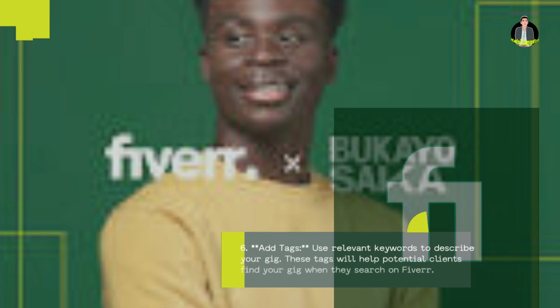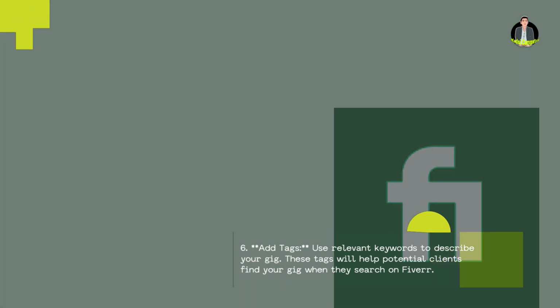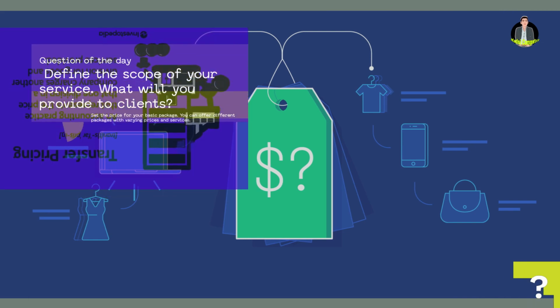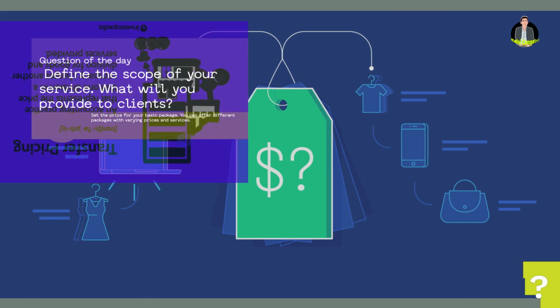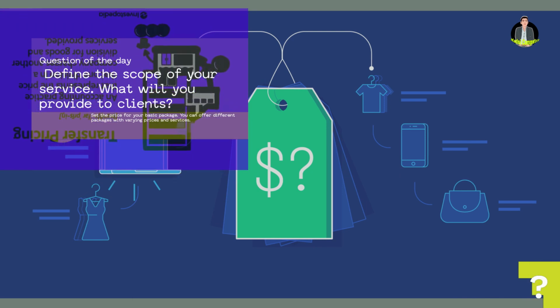6. Add tags. Use relevant keywords to describe your gig. These tags will help potential clients find your gig when they search on Fiverr. 7. Define the scope of your service. What will you provide to clients? Set the price for your basic package. You can offer different packages with varying prices and services.